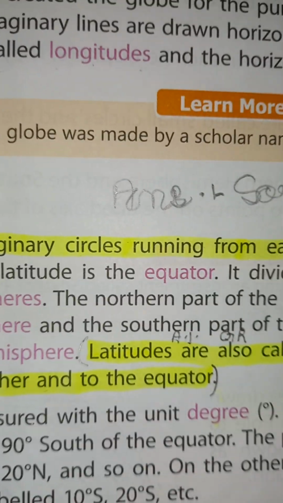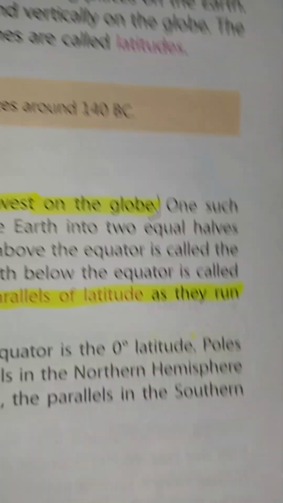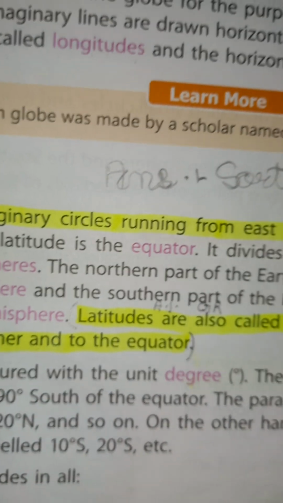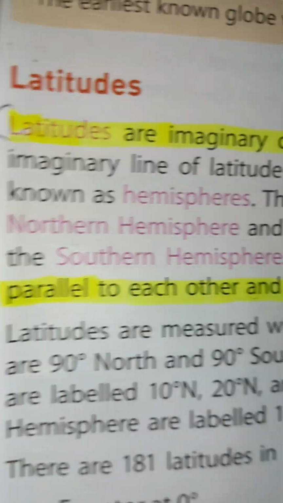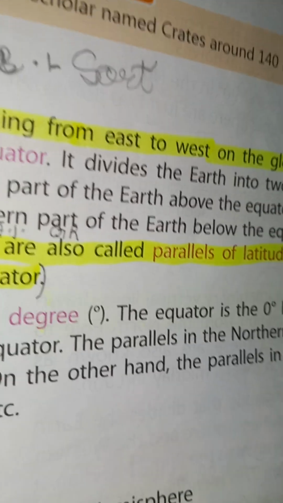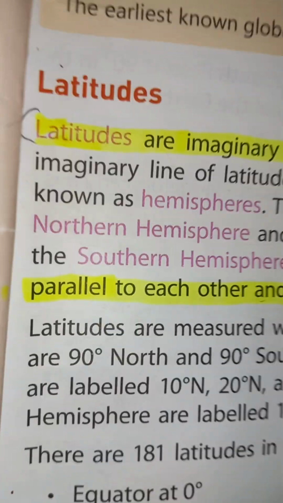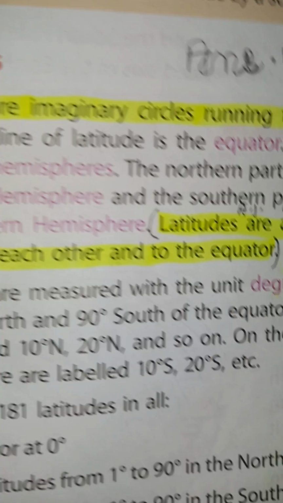Latitudes are imaginary circles running from east to west on the globe. One such imaginary line of latitude is the equator. It divides the earth into two equal halves known as hemispheres. The northern part of the earth above the equator is called the northern hemisphere, and the southern part of the earth below the equator is called the southern hemisphere.